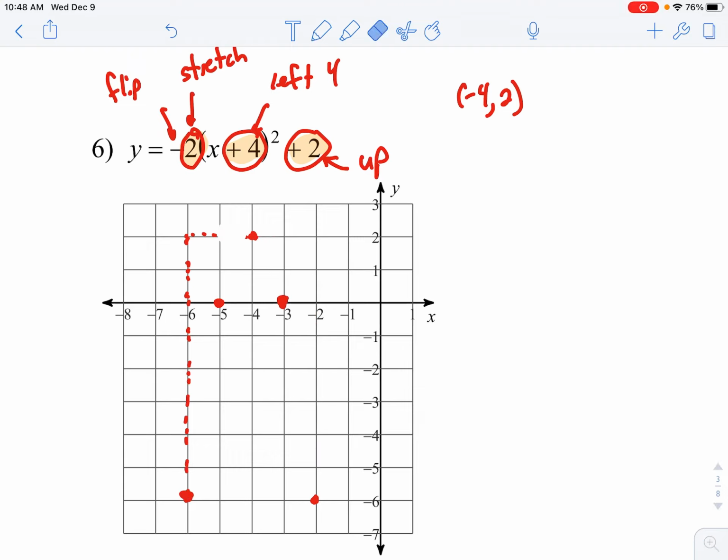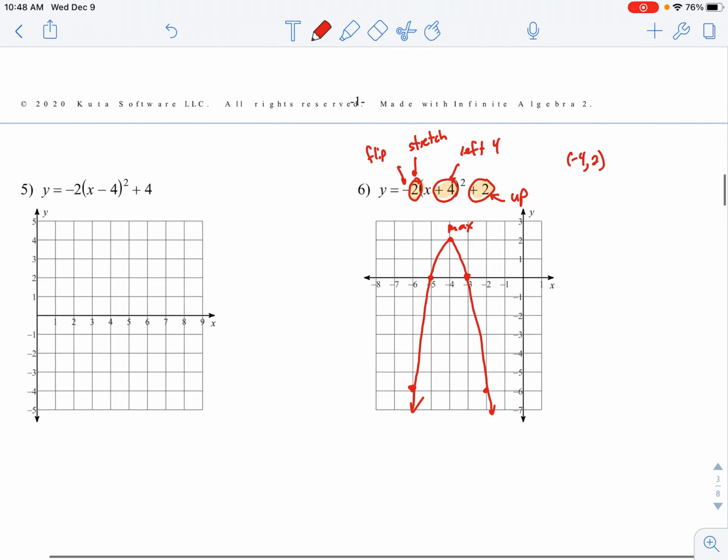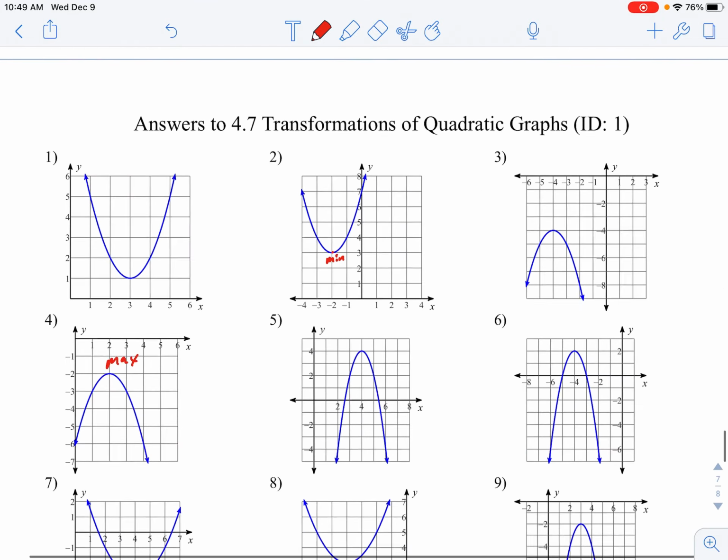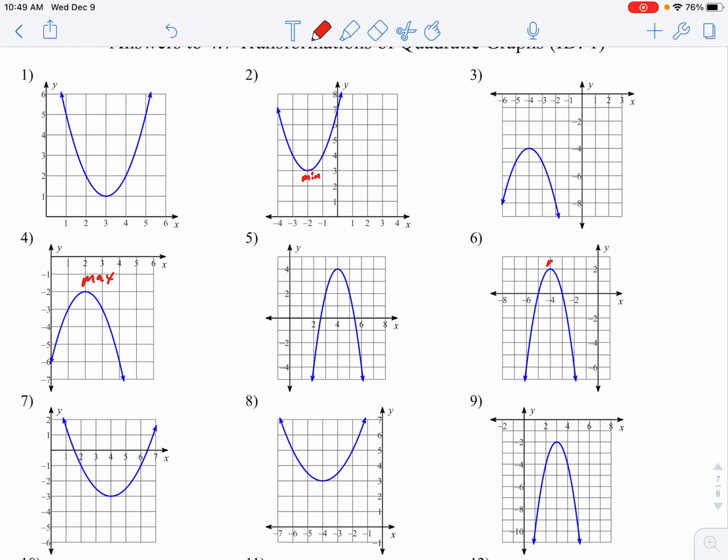Now I didn't double the horizontal. I didn't go over 4, down 8, because that's just a vertical stretch, not a horizontal stretch. Anyway, connect the dots. There it is, and of course this is a maximum point. So number 6 should look just like that, kind of stretched out. And then again, label that a maximum point, and you are good.